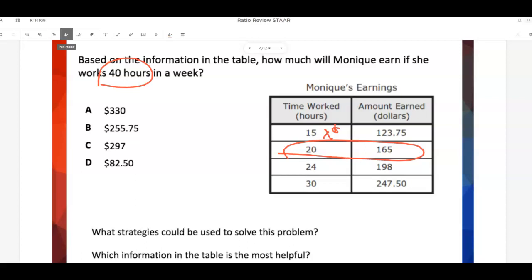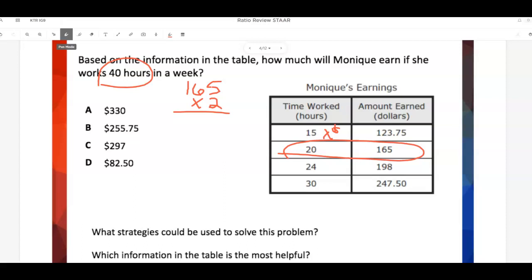Let's say if they wanted 35 hours, I could take the 20-hour one plus the 15 one and tell you for 35 hours too. You could find it for 50 hours by putting the 20 and 30 together. There's ways to do it. But if you didn't find the shortcut, you could do 165 times 2 or plus 165 and you get your answer.